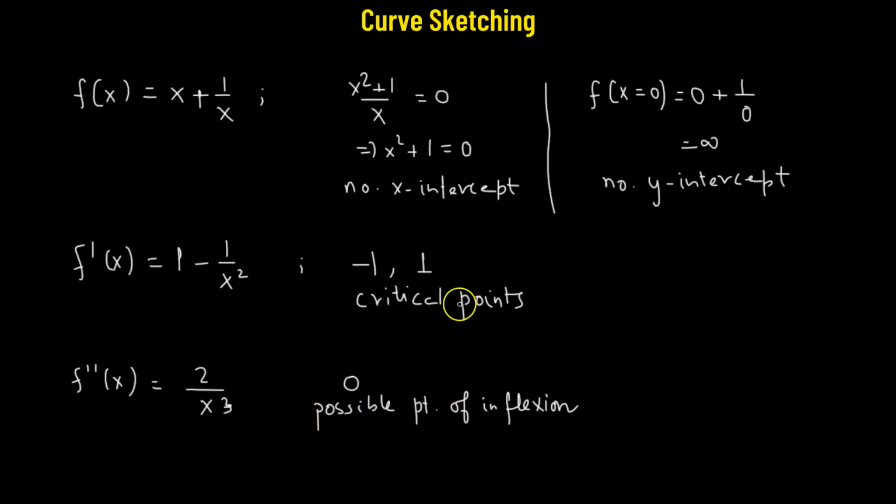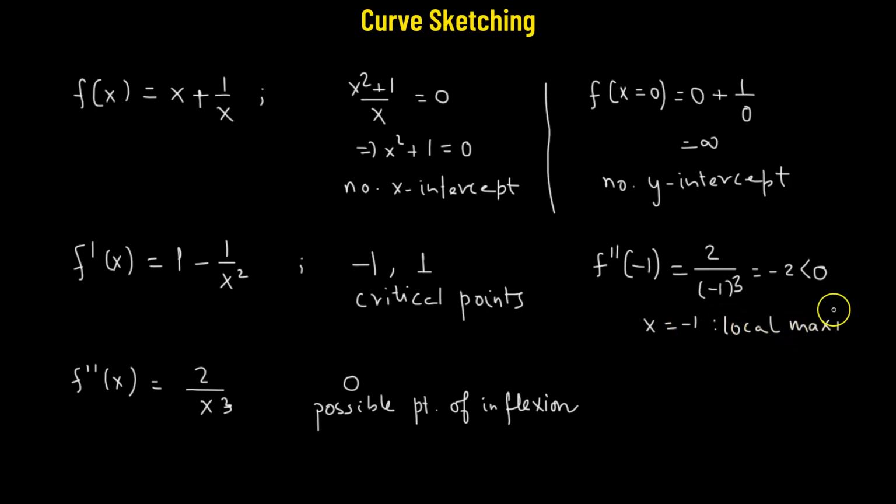Also, let's talk about the critical points as well. We have to check whether negative 1 is a point of maxima or minima, and so is the point 1. So we'll use the second derivative. When we substitute x with negative 1, we have 2 divided by negative 1 cubed. So this is going to be equal to negative 2, less than 0. So we'll say x equals negative 1 is the point of local maxima. And for f double prime of 1, this will give us positive 2, greater than 0. So x equals positive 1 is a point of local minima.